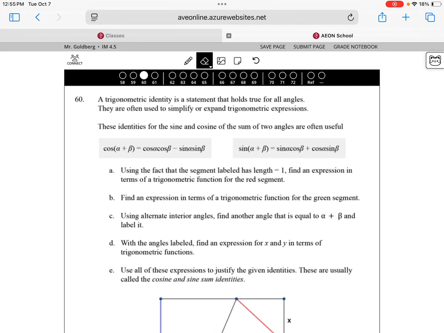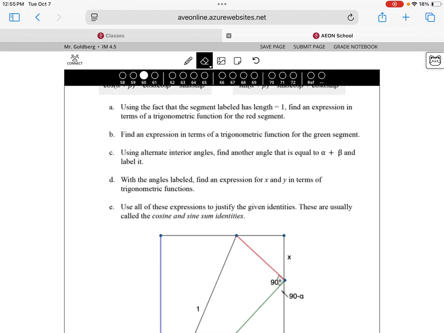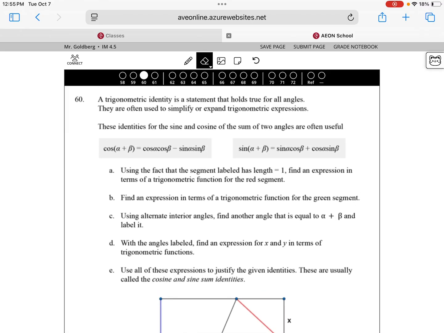Hey students, thought I'd make a little video about problem 60 here in IM4. I've got a really cool problem where we are going to prove two very famous identities in trigonometry.